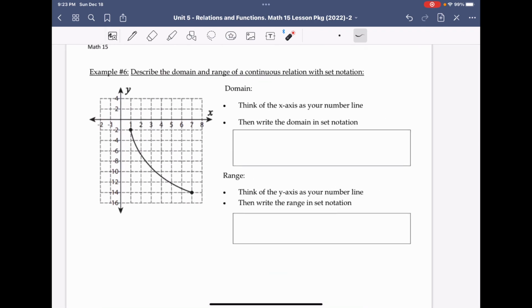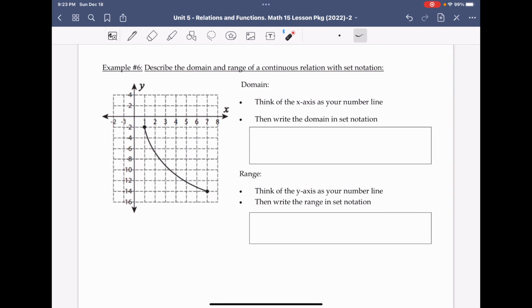All right, and then one last problem before you are encouraged to do your own practice here. So describe this in terms of domain and range. Well, let's start off with our domain. Domain, colon, x such that.